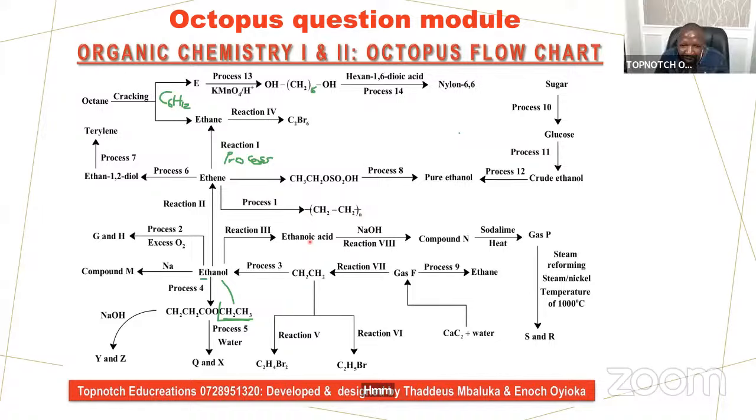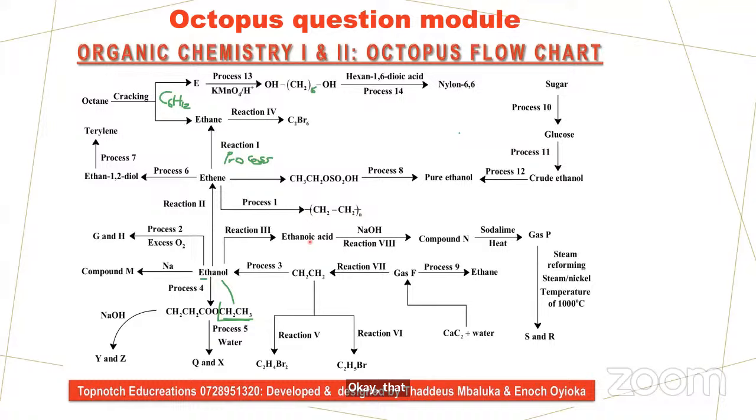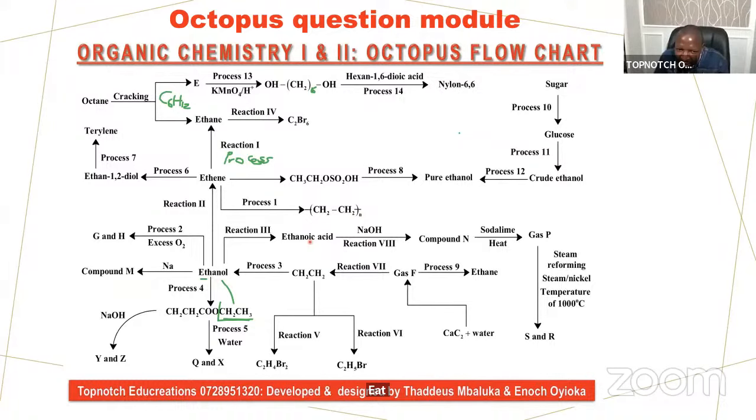Then we're having ethanoic acid plus sodium hydroxide, reaction 8. What do you call 8? Neutralization. That is neutralization. The compound M is sodium ethanoate.